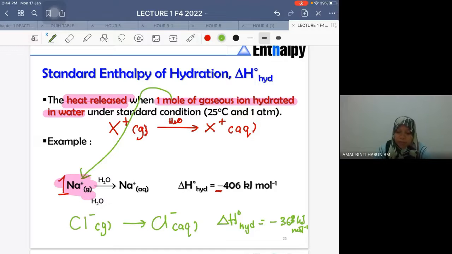Okay. Yang mana yang kena satu? Yang ni. Apa beza dia? Ini mula-mula gas masuk dalam air, dia jadi aqueous. Ion tetap ion. Apa nama heat change ni? Standard enthalpy change of hydration.